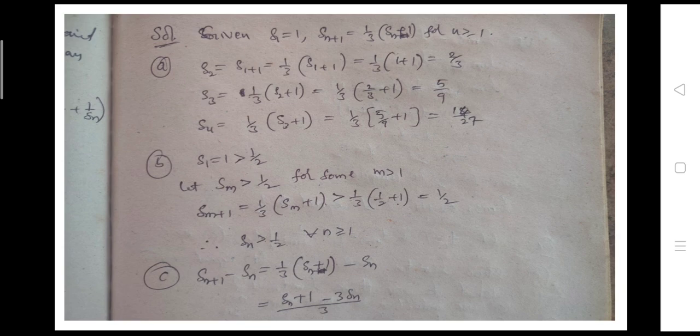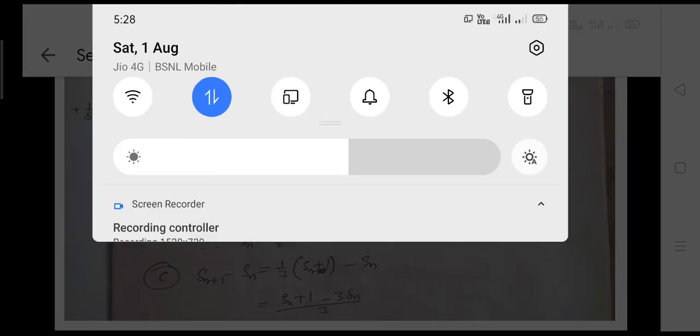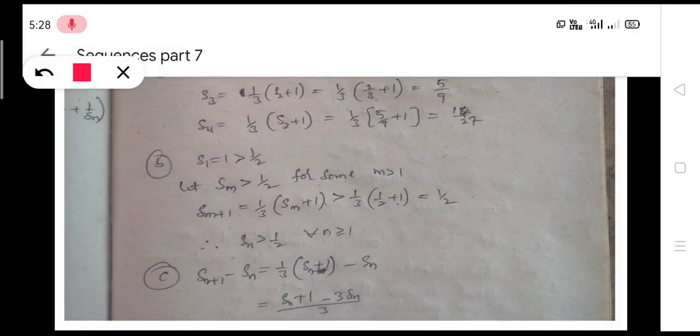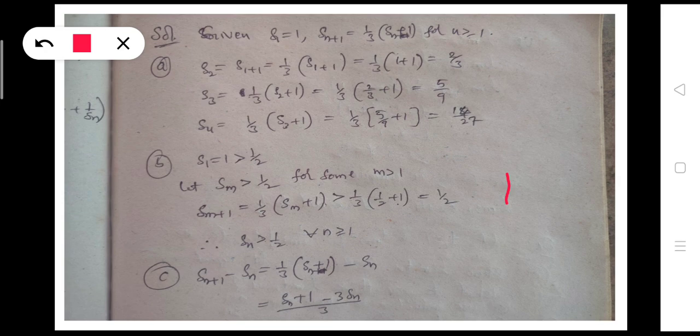Continue the last problem. What is given? Here the given condition is S1 is equal to 1, S(n+1) is equal to 1/3 times (Sn plus 1) for all n greater than or equal to 1. We need to find S2. S2 means n is equal to 1. If n is equal to 1 in this equation, S2 is equal to 1/3 times (S1 plus 1). What is the value of S1? 1. So 1/3 times (1 plus 1) means 2/3.